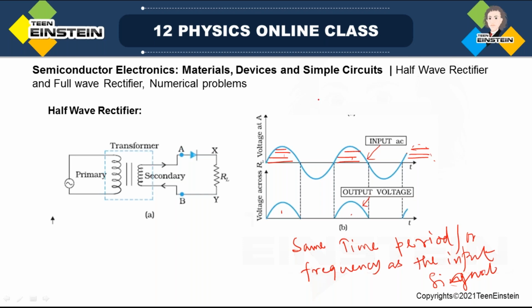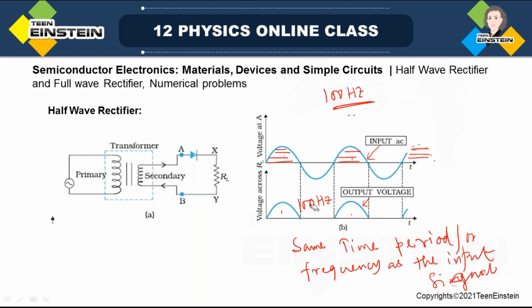Sometimes there will be a question: suppose a 100 hertz AC signal is fed to the primary of a half wave rectifier, what will be the frequency of the output voltage? In that case, the output voltage also will have 100 hertz frequency. I hope you have understood this.